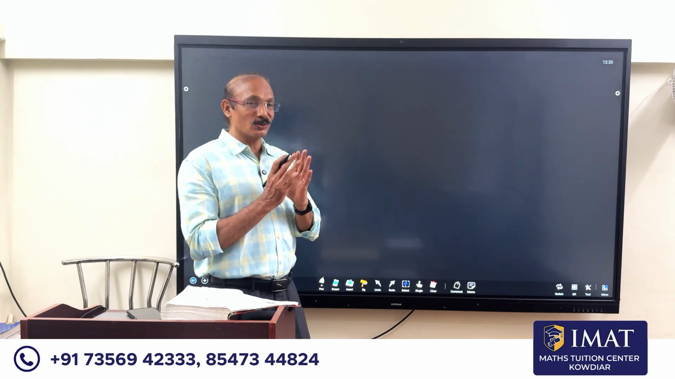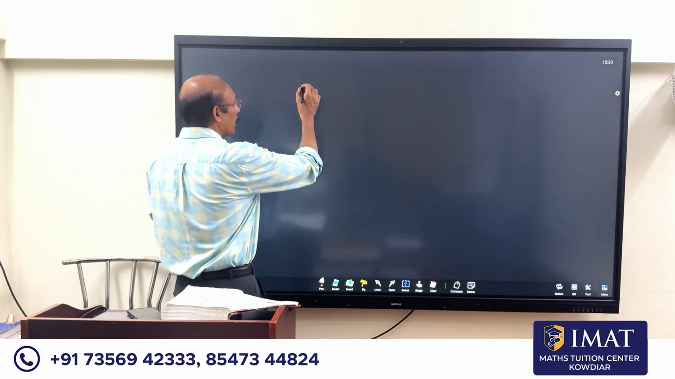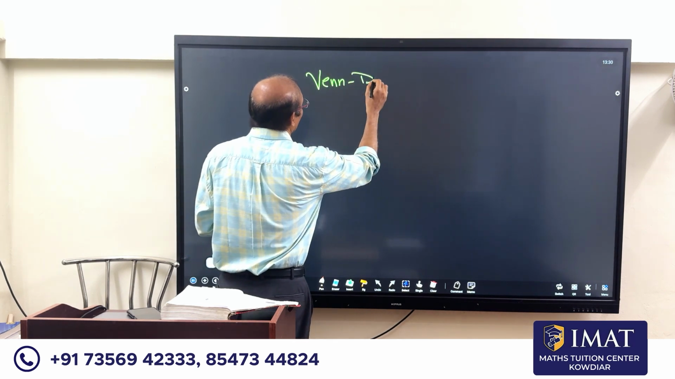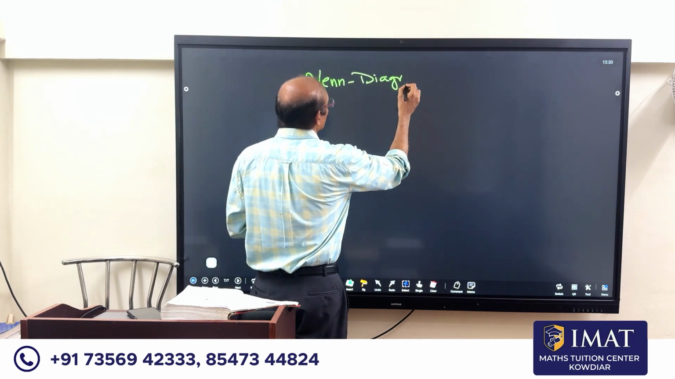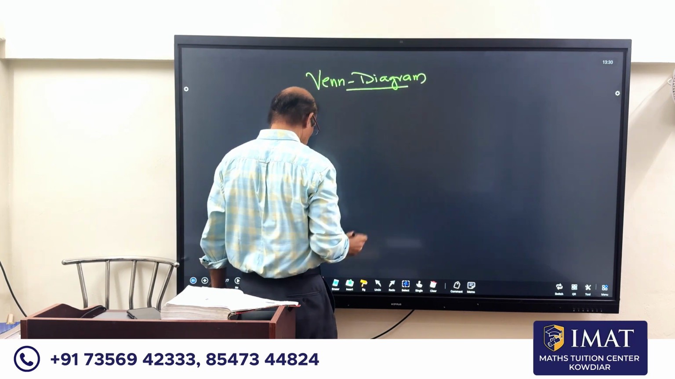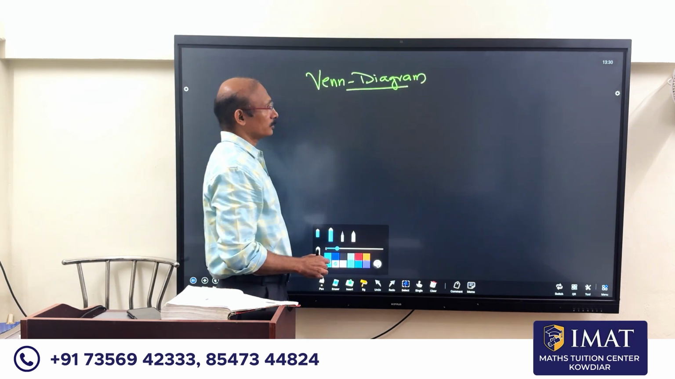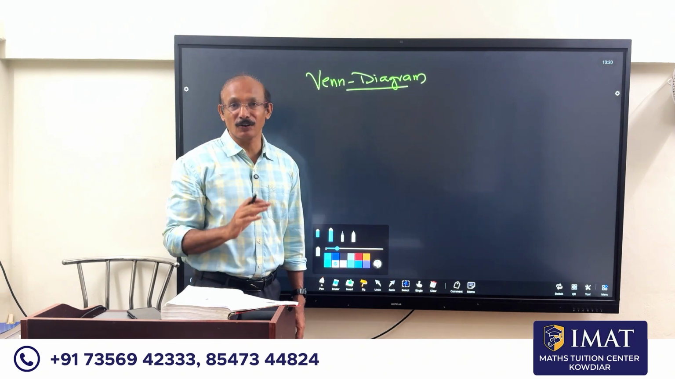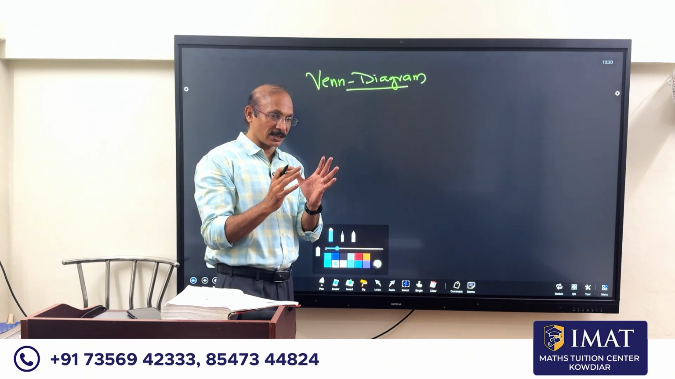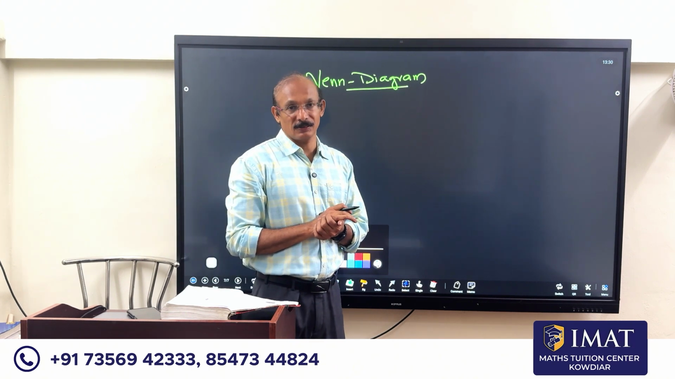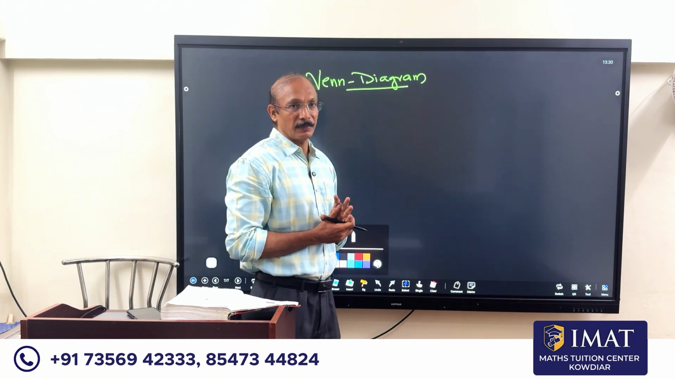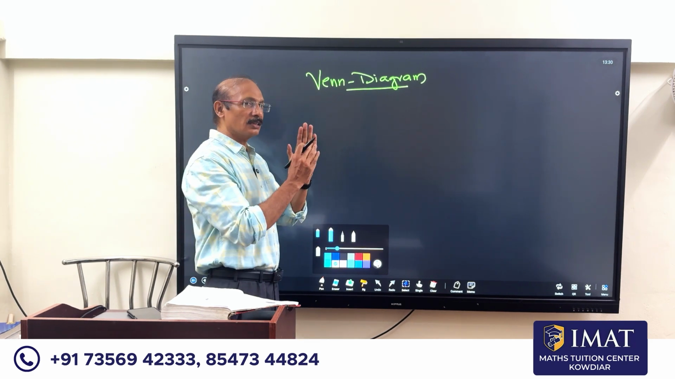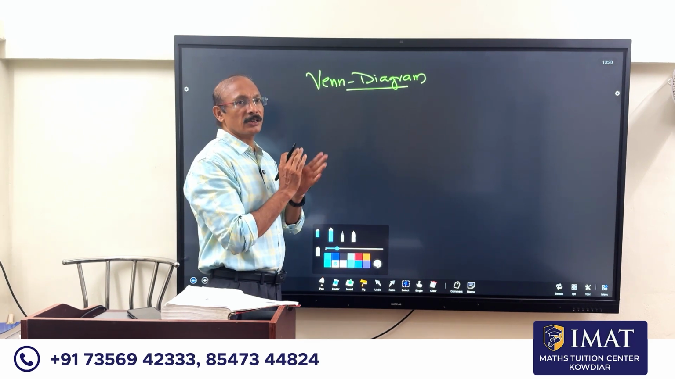Children, now let us pass on to the next section from set theory. And this is a very important section. This section is Venn diagram. Now, what is Venn diagram all about? See, Venn diagram is a pictorial representation of sets. You picturize sets through diagrams. Venn is the name of a mathematician, and the name given is Venn diagram. So, it is nothing but a pictorial representation of sets.